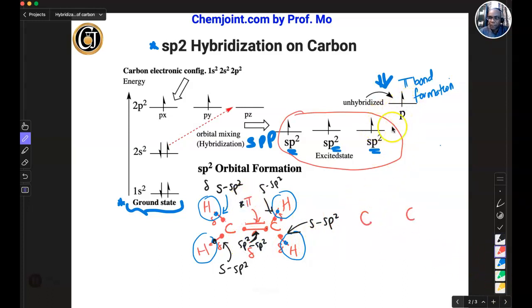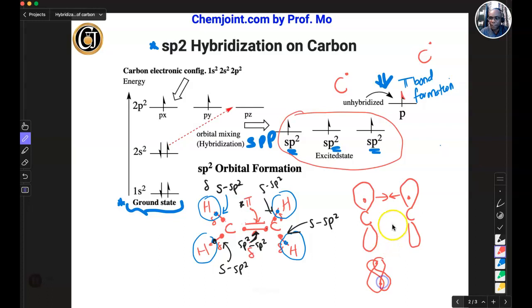This electron right here is unhybridized and it's on 1 carbon. So assume you have another carbon having this entire representation. That too will have its own. So these 2 unhybridized electrons are in the unhybridized p orbital, and when these p orbitals do side-side overlap, that's how you're going to get the pi. So when they come real close, they will overlap and then you get a pi orbital.